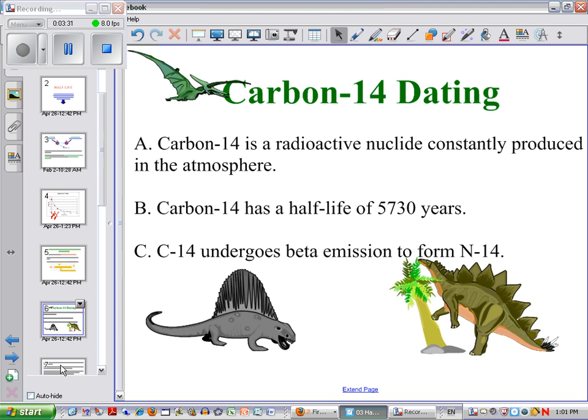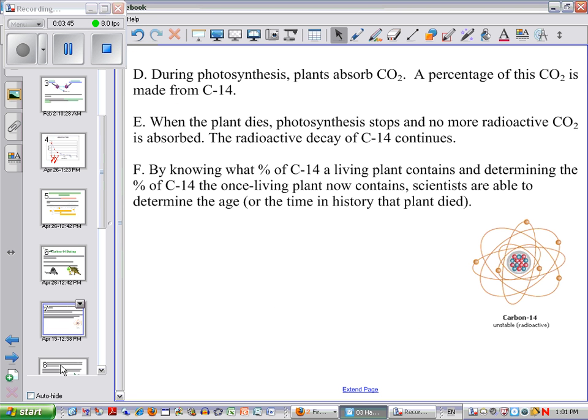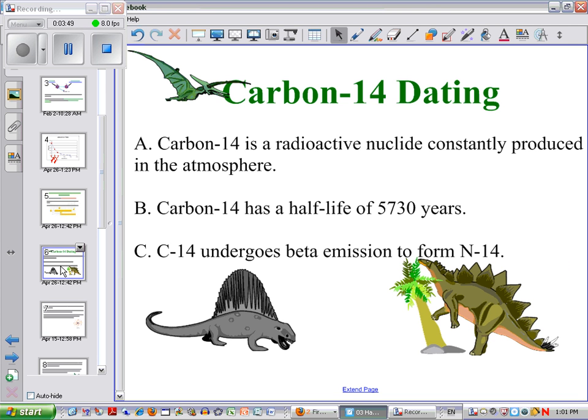Well, once we pass away, or once any living thing passes away, it stops taking in new carbon-14. So the carbon-14 that you do have starts to undergo that beta emission and become nitrogen. So you can determine the percentage that you started with and the percentage you have now and determine how old something is, because we know the half-life of carbon-14 is 5,730 years. So it's a very stable nucleus, and because it lasts for so many years, we can date things back that are very, very, very old.